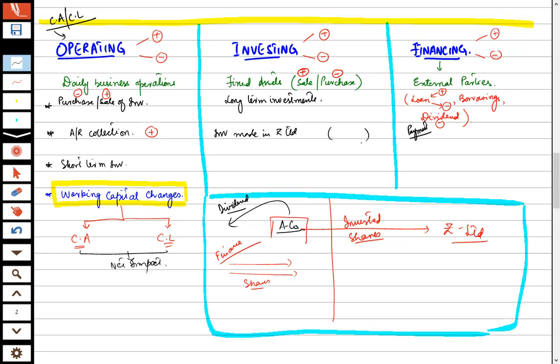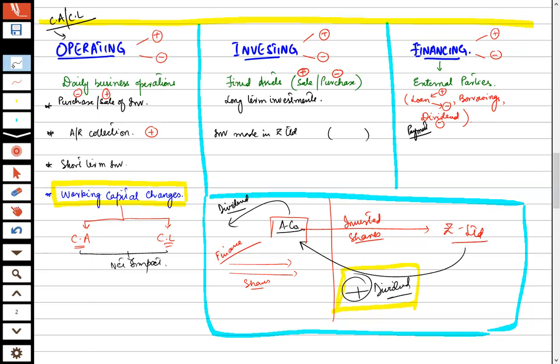Yes. Now Z Limited will pay dividend to us. We will get dividend. Now the question is where this dividend received will be shown. It should be investing. Yes, correct.